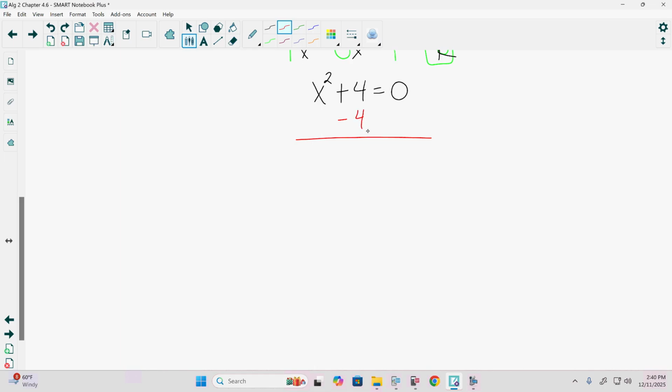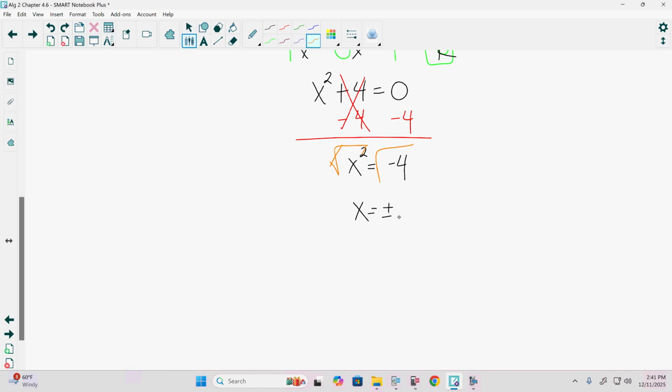Now, because there is no middle term, there is no term with x, we can subtract 4 from both sides. Because we're doing our square root method, we just need to get x squared by itself. Telling us that x squared is equal to negative 4. Since our square term is by itself, we can take the square root of both sides. The square root of x squared is x. Whenever we take the square root of both sides, we have to put the plus or minus.